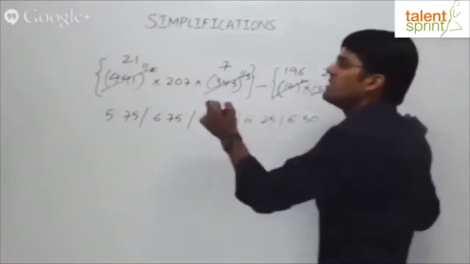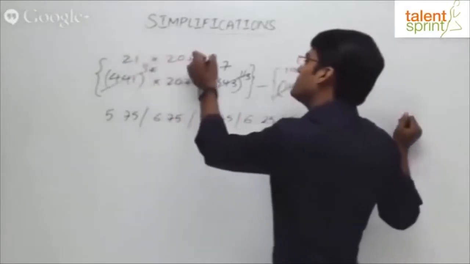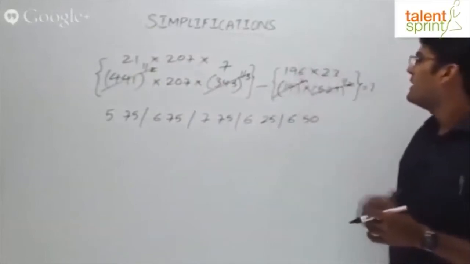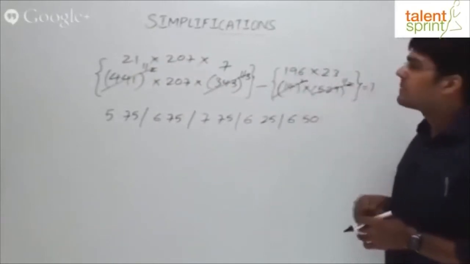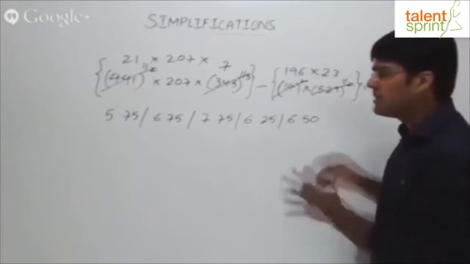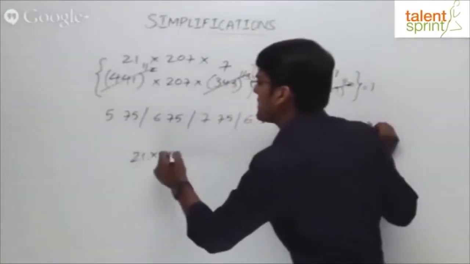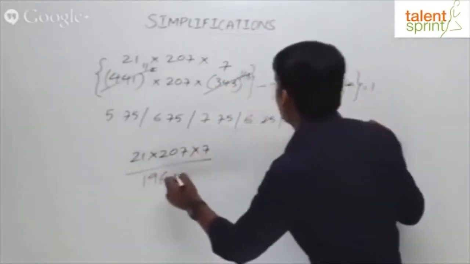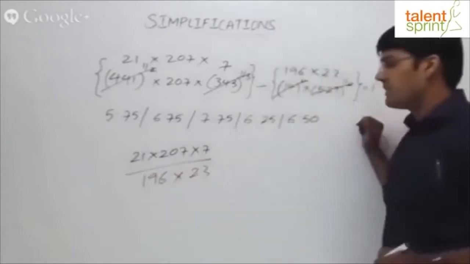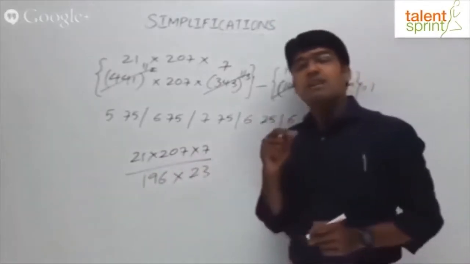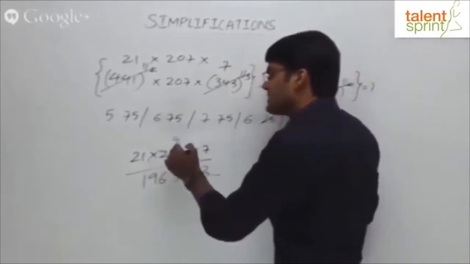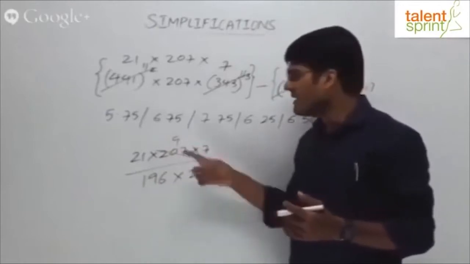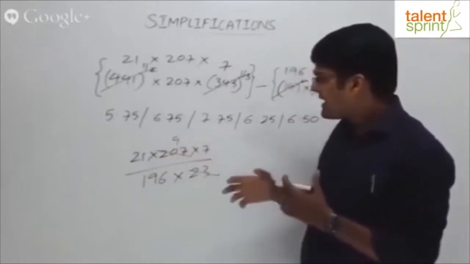So this is 21 into 207 into 7 divided by 196 into 23. Yes or no? 14 squared is 196, and the square root of 529 is 23. Now try to simplify this. What do you see? Someone who is really good in calculations would know that 23 goes 9 times in 207. Yes or no? You don't have to worry about 23 into 10, 230 minus 23 is 207. 9 times, right? What else can be done here?